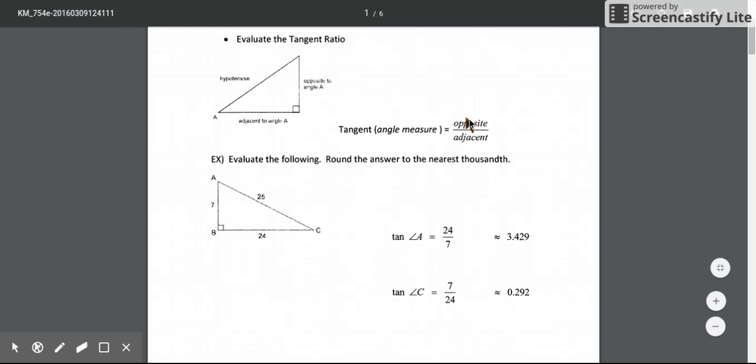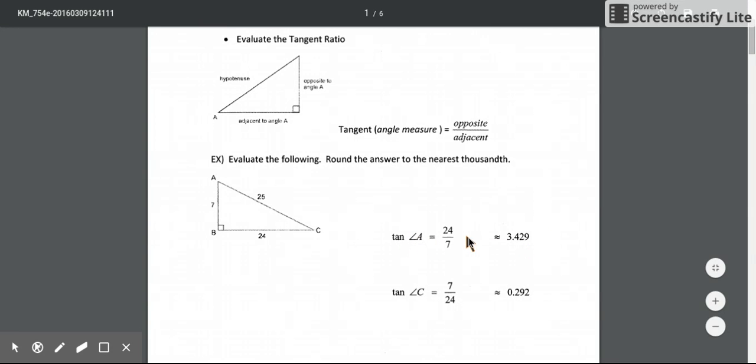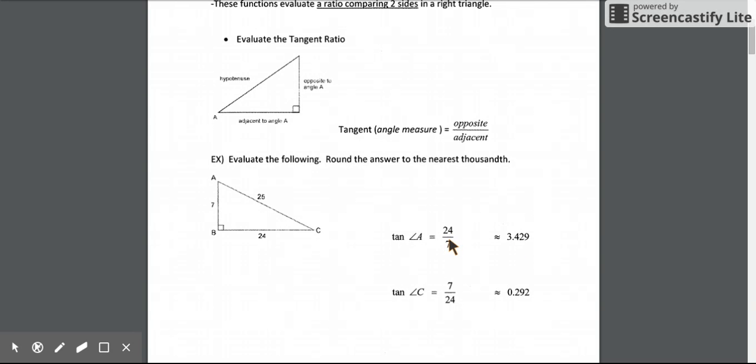The opposite and adjacent side will change depending on which angle I'm talking about. For example, if we're talking about angle A in this example, the opposite side length would be 24. The adjacent side length would be 7. So the tangent ratio for angle A would be 24 over 7. If we knew the angle measure, then the tan of that measurement would be this decimal value. Your calculator won't give you this ratio in fraction form, it'll give you the ratio in decimal form, but you can convert that ratio to decimal and compare to check your answer.